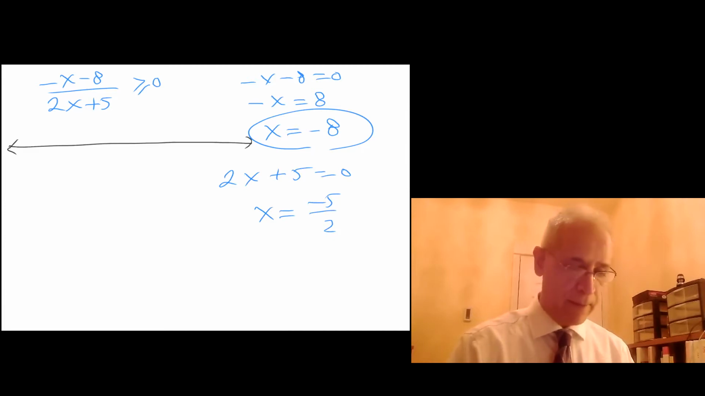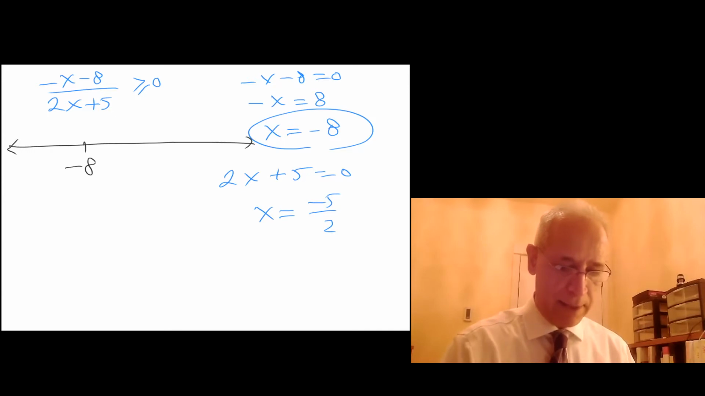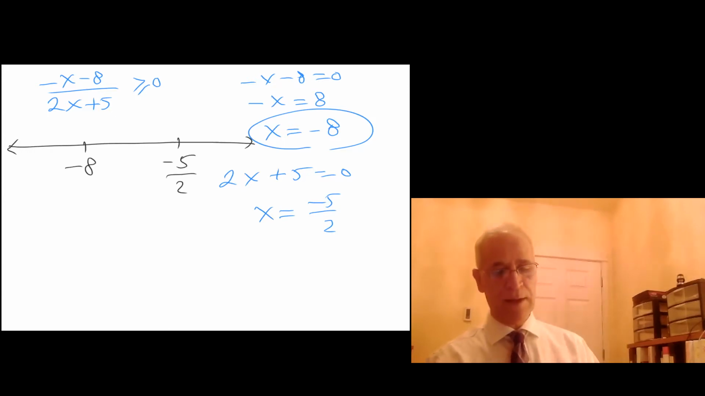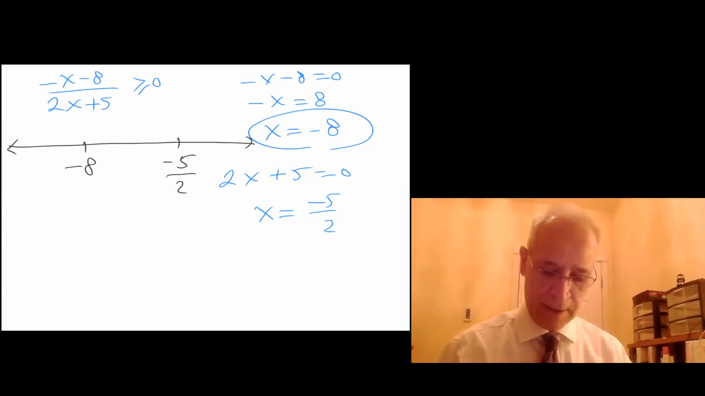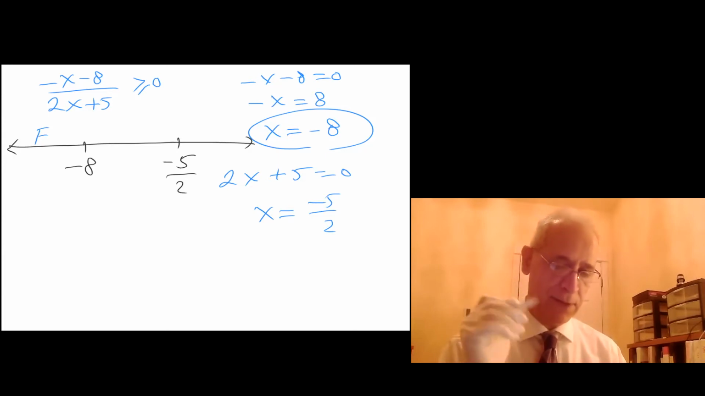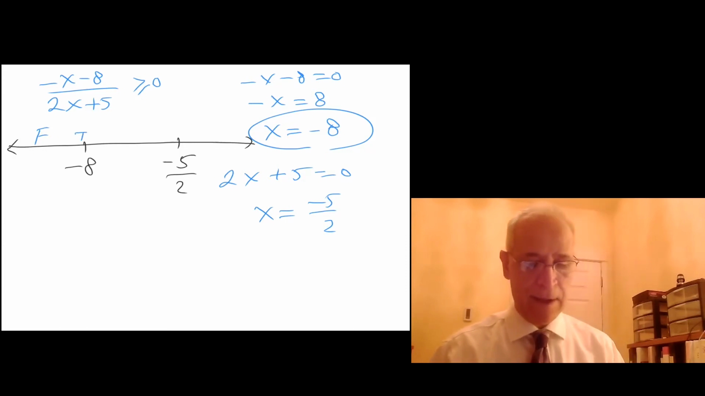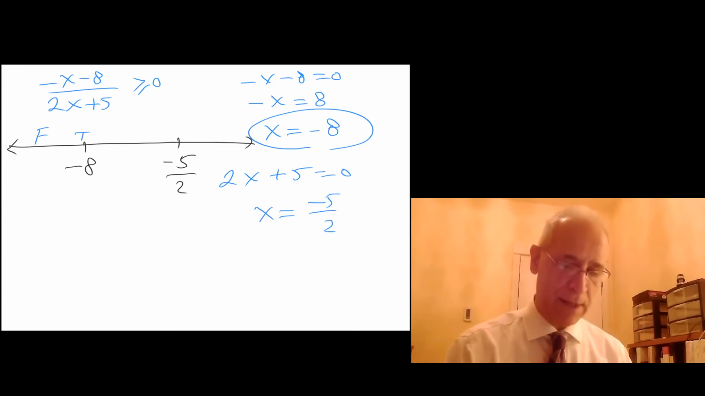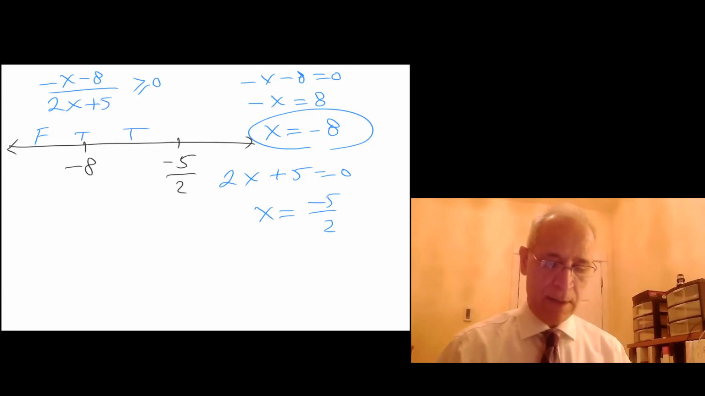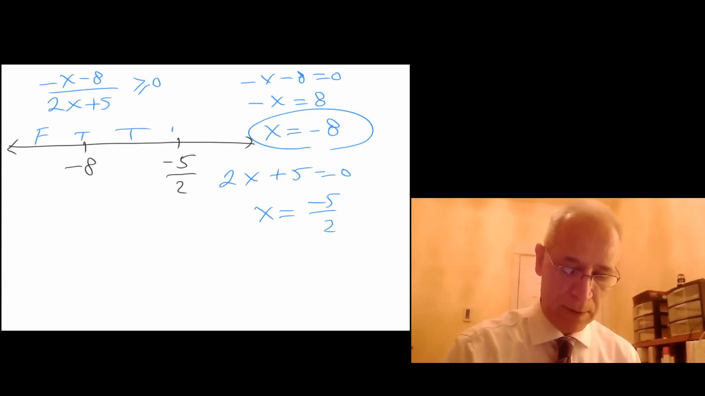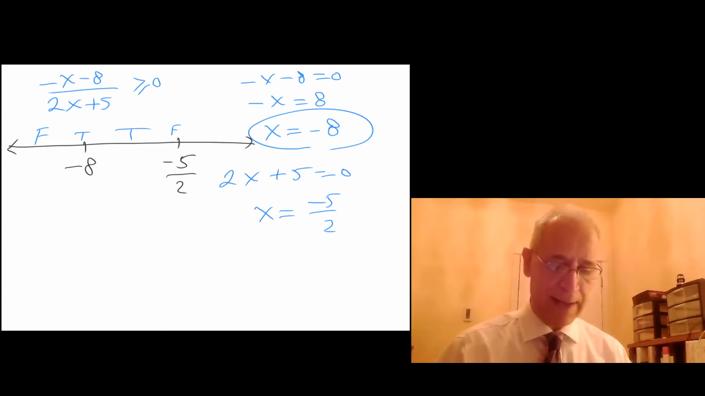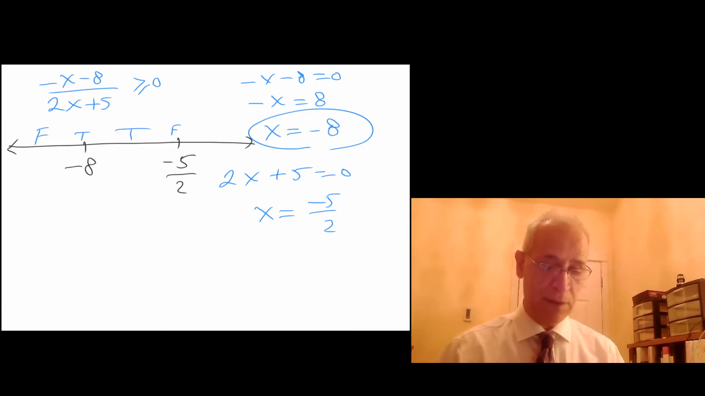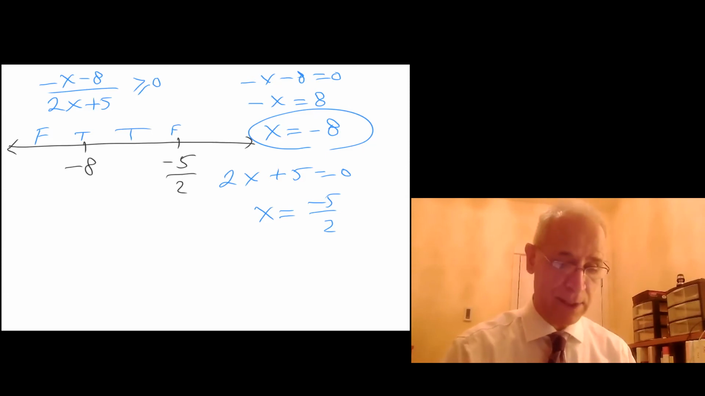So let's see. Let's say negative 8 is in here and negative 5 half is in here. If I plug in a number to the left of negative 8 into my rational function, I get a false statement. How about negative 8 itself? Negative 8 itself gives me a 0 on the numerator. Yes, so that's true for negative 8. A number between negative 8 and negative 5 half, let's say negative 3, that'll give me a negative. Yes, it'll give me a true statement. Negative 5 half itself is not in the domain, so I'm going to put a little f for false. And to the right of negative 5 half, let's say 0. If I plug in 0, I get a negative number on the left-hand side. And so a negative number is not greater than or equal to 0, so false.